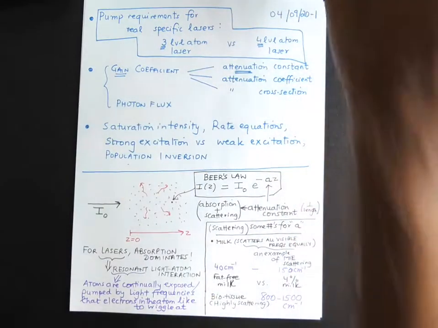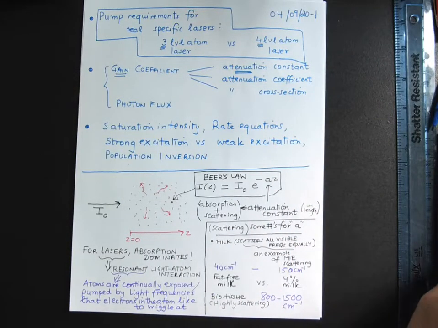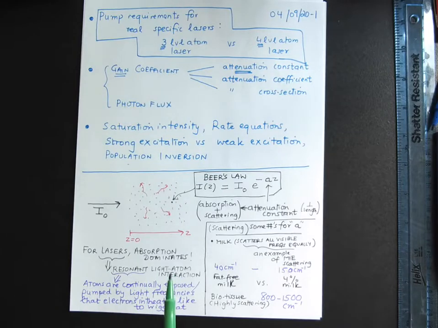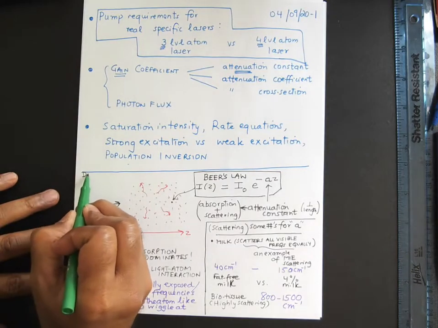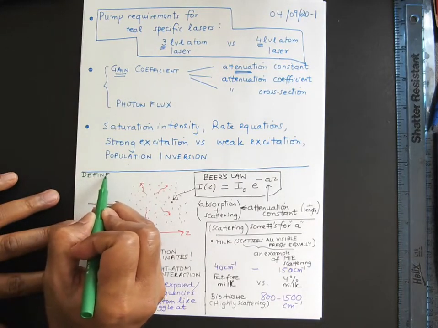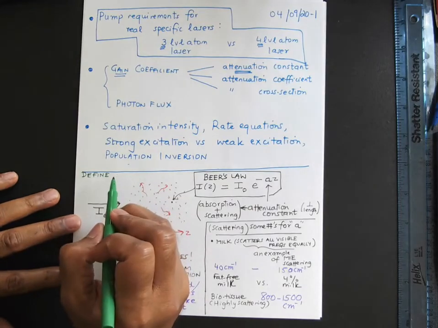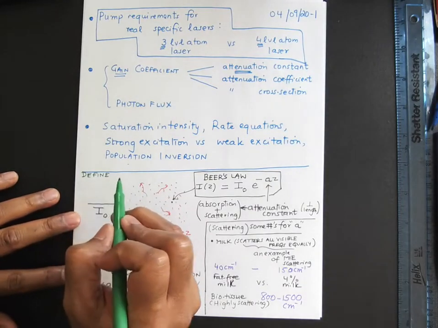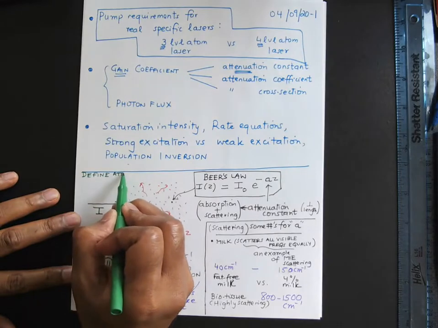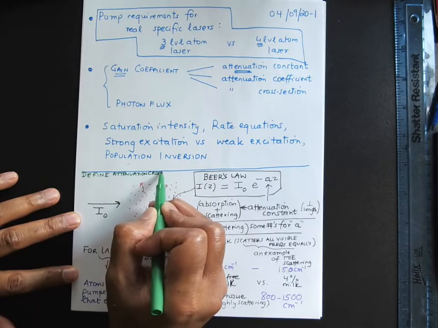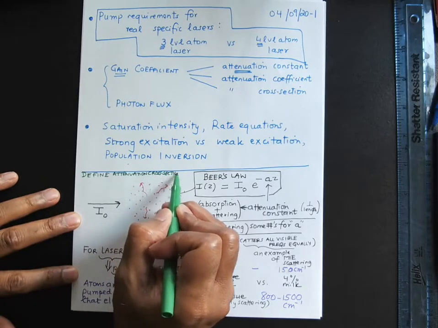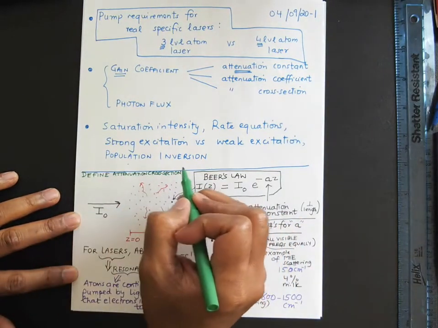Okay, now, right on this page, there is something else that is very important that we should talk about. I am going to now define, right on this diagram, the attenuation cross section, because that's also a very important thing. The attenuation cross section, and the symbol is sigma.